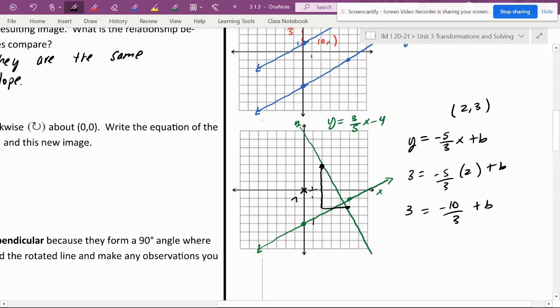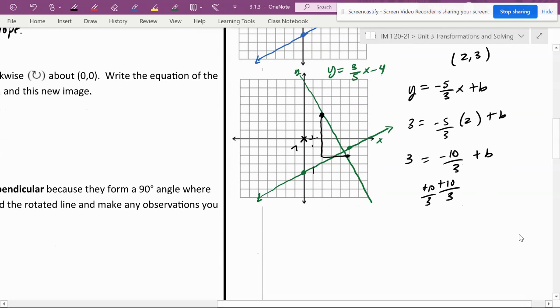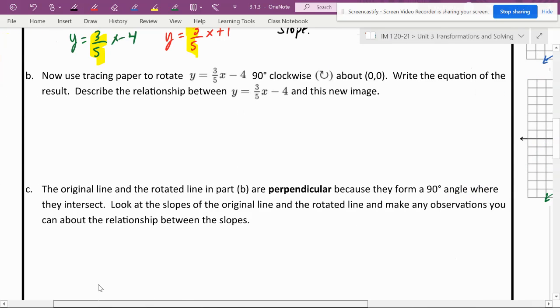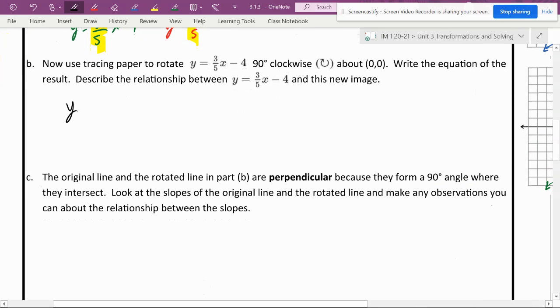That's 3. You want to add 10 thirds to both sides. And that's going to give us 3, that's 9 over 3 plus 10 over 3 equals b. So that will give us 19 over 3. So that's our b value, and therefore our new equation is y equals negative 5 over 3x, actually plus 19 over 3.